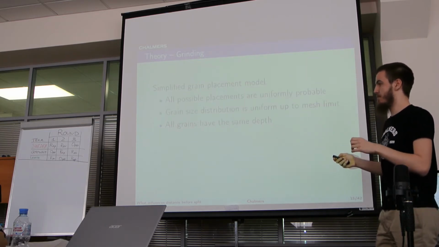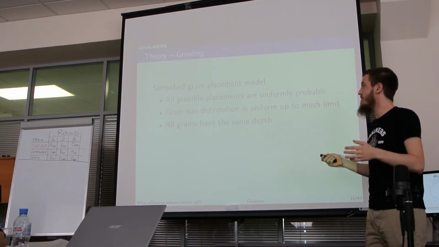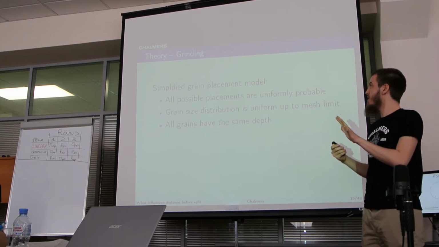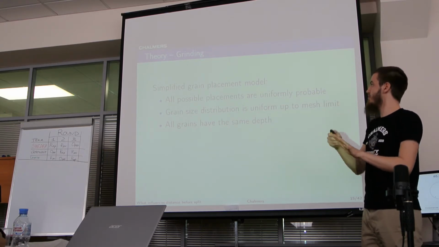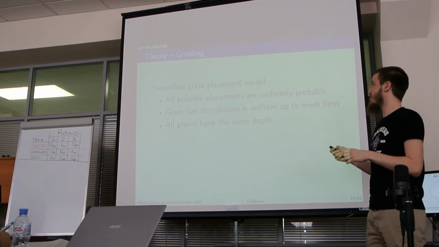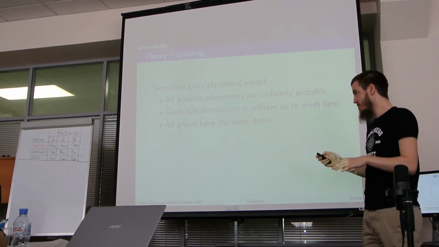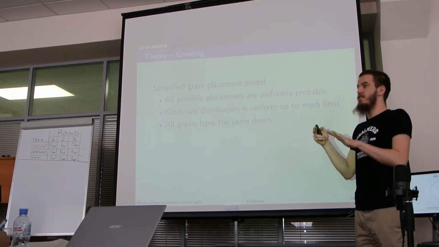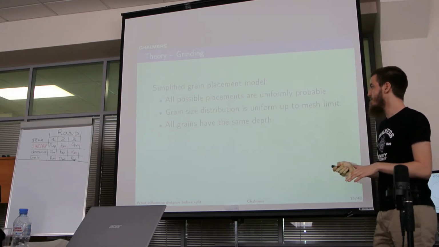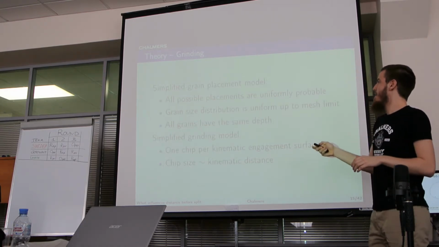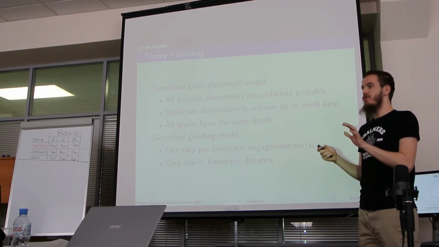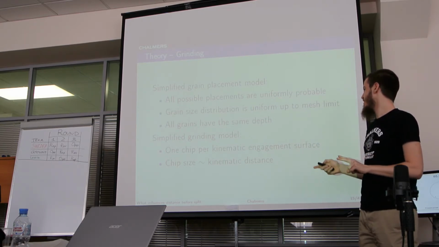And so we model this mathematically, very simplified. We say that all possible placements of the grains onto the disc are equally probable. We say that the grain size distribution is uniform up to a mesh limit. And I have good reasons for saying this, it's in the appendix. All grains have the same depth. That's just to make the math simpler. And our grinding model is that we get 1 chip per kinematic engagement surface.